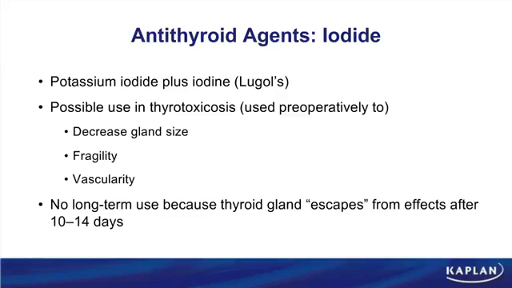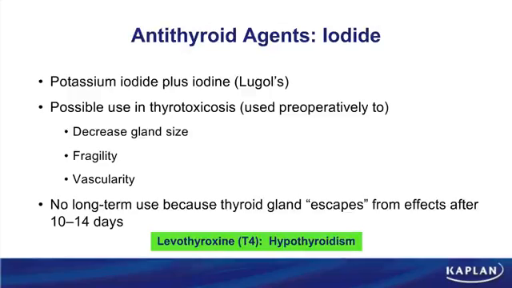I'll also use this slide to remind you that one of the most commonly prescribed drugs in the U.S. is levothyroxine, which is T4, commonly used for replacement therapy. That could be a patient with hypothyroidism, or it could be a patient who had hyperthyroidism, was treated with iodine-131, and now needs replacement therapy with levothyroxine.